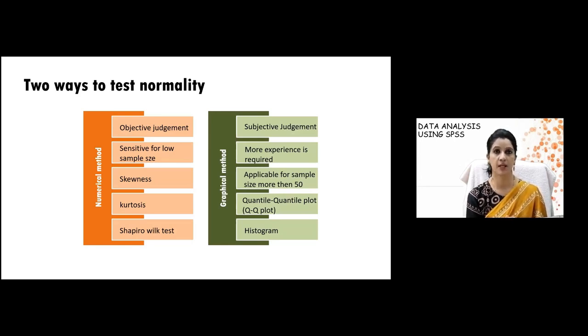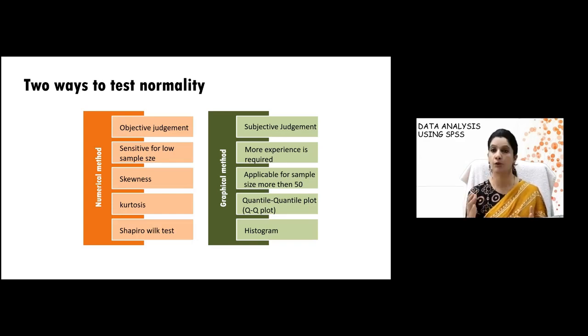Now, what is that subjective judgment? In the subjective judgment, you need more experience because you should be familiar with the type of plot which is seen on the X and Y axis. And if you see more and more graphs, then you become very much familiar that this is normal distribution and this is not normal distribution. So it is this graphical method, it is usually applicable for sample size more than 50.